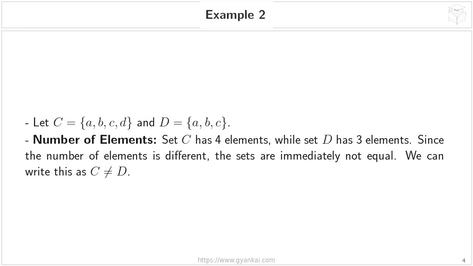Because the number of elements in set C is different from the number of elements in set D, we can conclude that these two sets are not equal. We represent this mathematically by writing C is not equal to D. This example is pretty straightforward, and it reinforces the idea that having the same number of elements isn't enough to guarantee that two sets are equal. We also need to check if they contain the same elements, which we'll continue to practice in the following examples. Remember, in the next example, we'll see a case where the sets do have the same number of elements, but are they still equal? Let's find out.